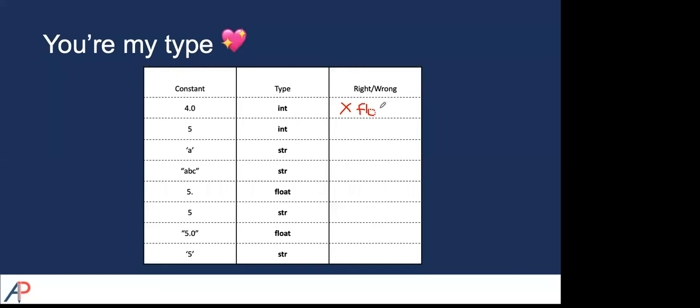How about the next one? We have just regular 5, and I assigned that as an integer. Is that right or is that wrong? It's correct, right? 5 is a whole number, and there's no decimals being thrown in the mix, so we are good. Now we have A in single quotation marks, and I said that's a string. Is that right or is that wrong?